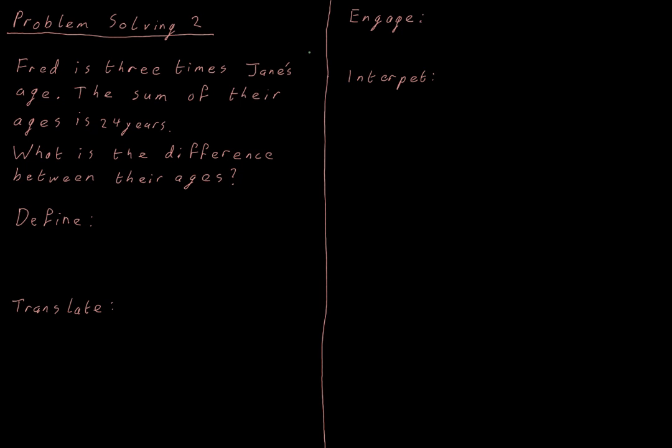Hello, now we are going to continue our work in problem solving. So Fred is 3 times Jane's age. The sum of their ages is 24 years. What is the difference between their ages?